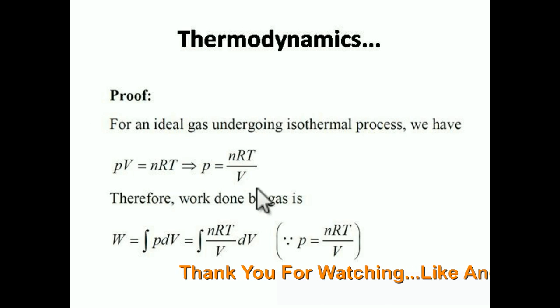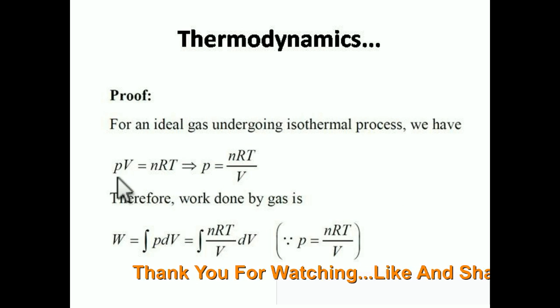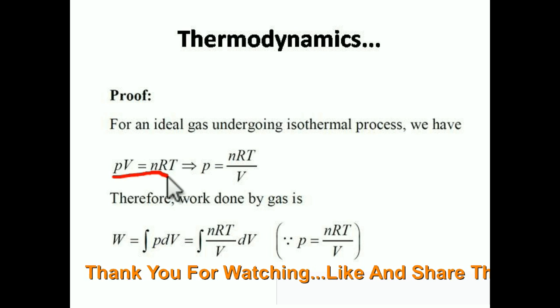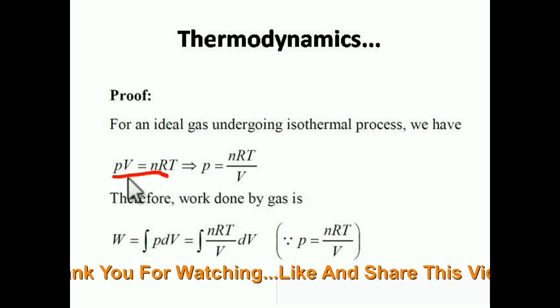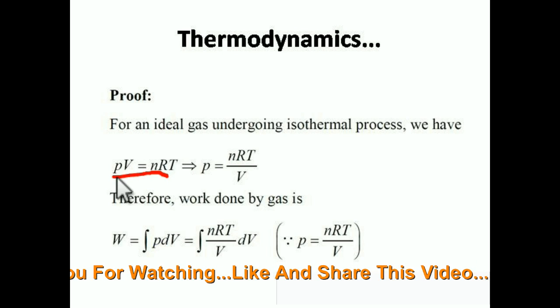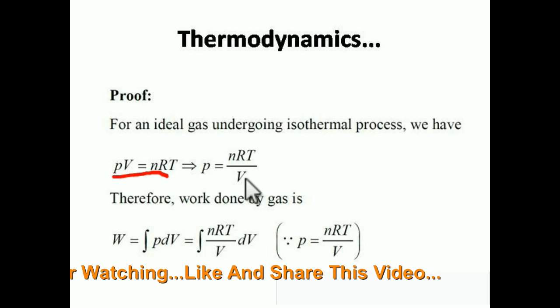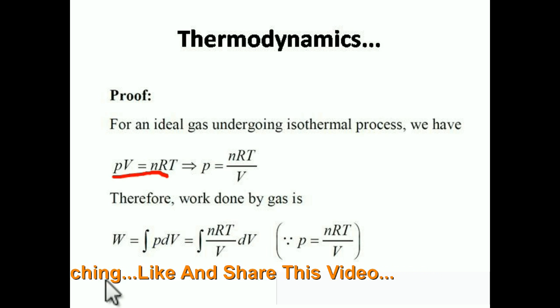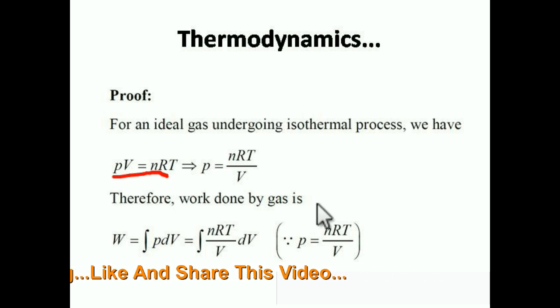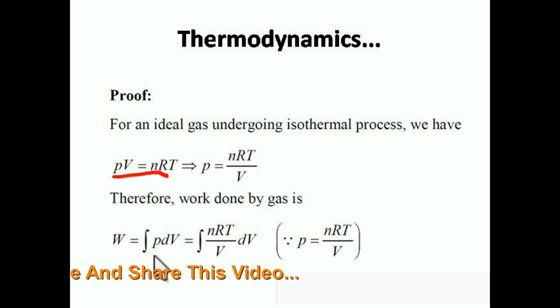Okay, we have the proof here. We have PV = nRT, you can say μRT, whatever you take. PV = nRT, so here P becomes nRT/V. We have the basic formula of work done, that is the integration of P dV.